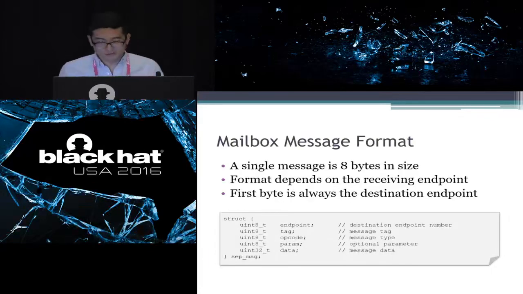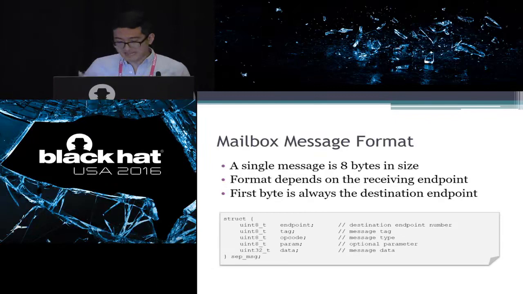So this is the actual format of the message. Since the inbox and outbox registers are both 8 bytes in size, each message is only 8 bytes in size. And depending on the destination endpoint of the message, they can have different formats. But there's only one constant in the formats, and that is the first byte must be the endpoint index or endpoint number. But a lot of them have this format that's on the screen right now.